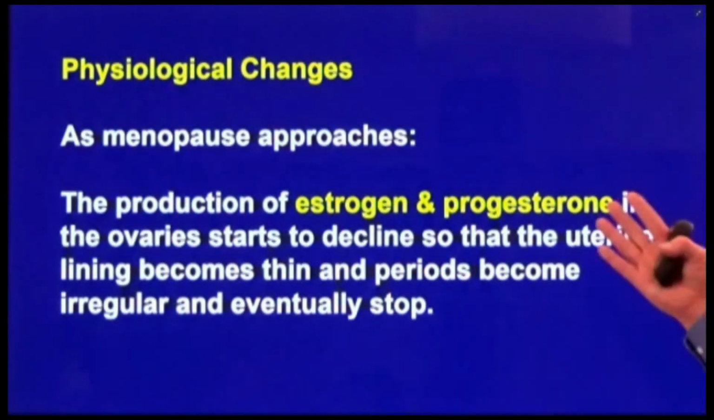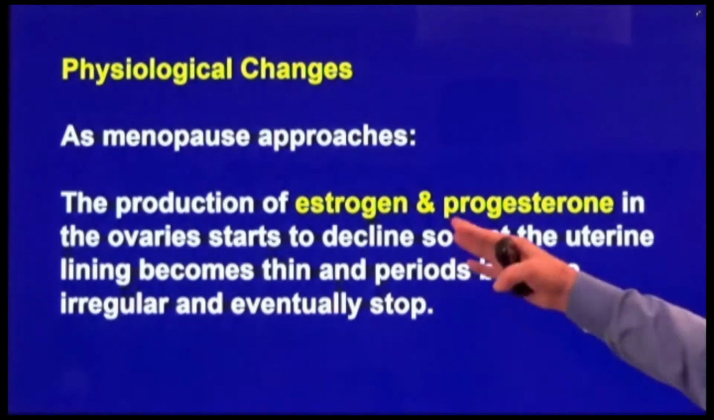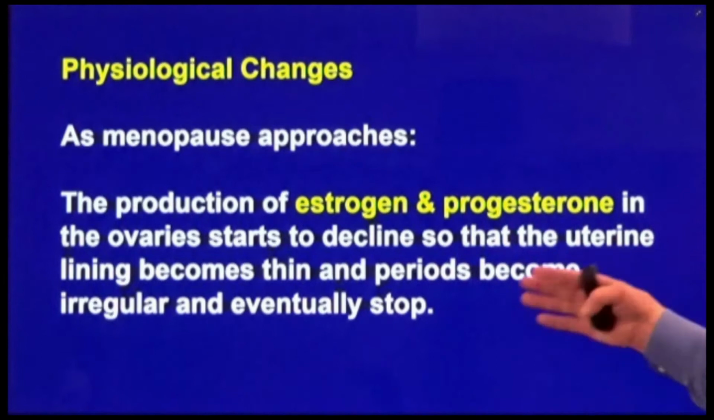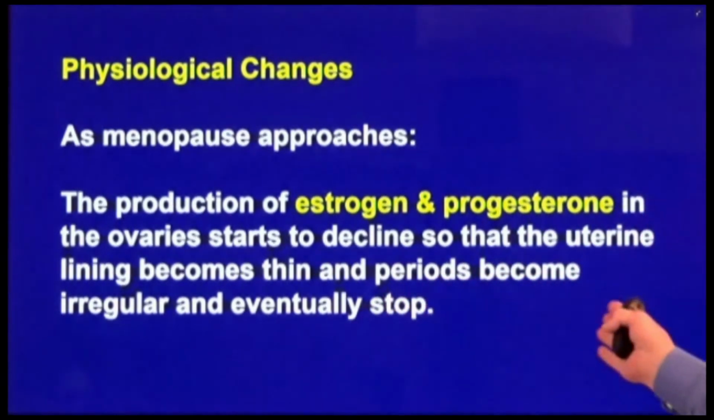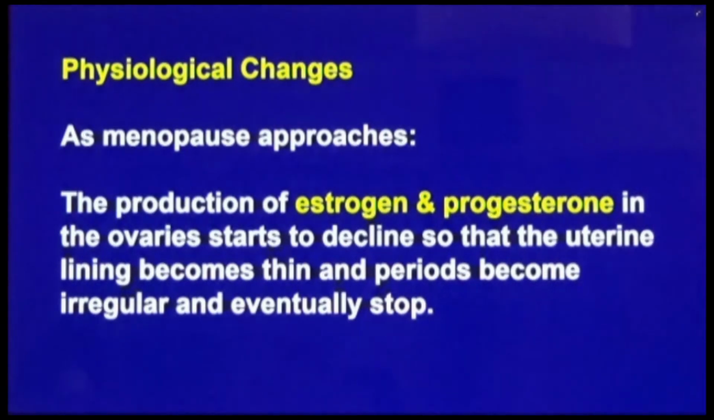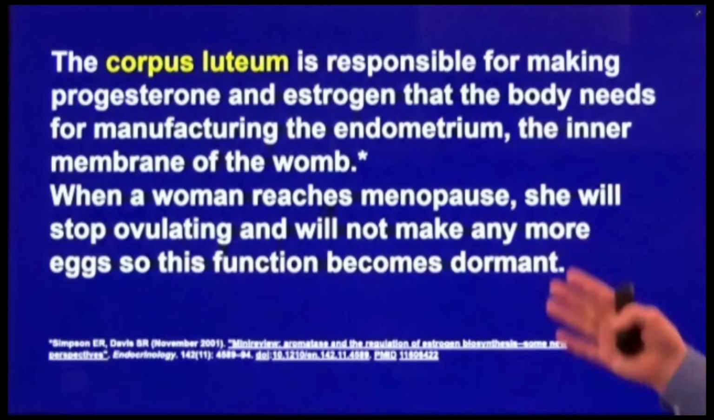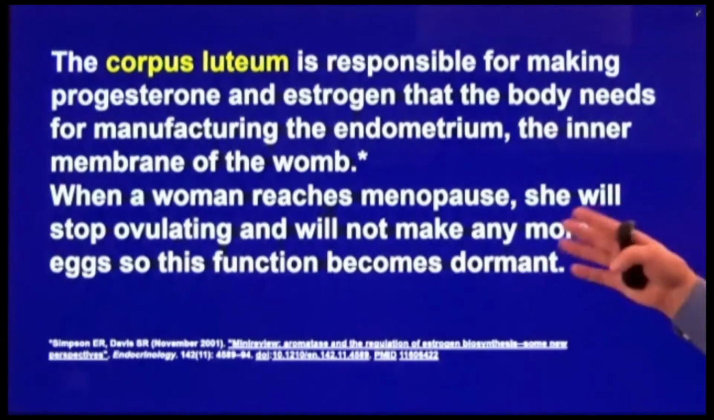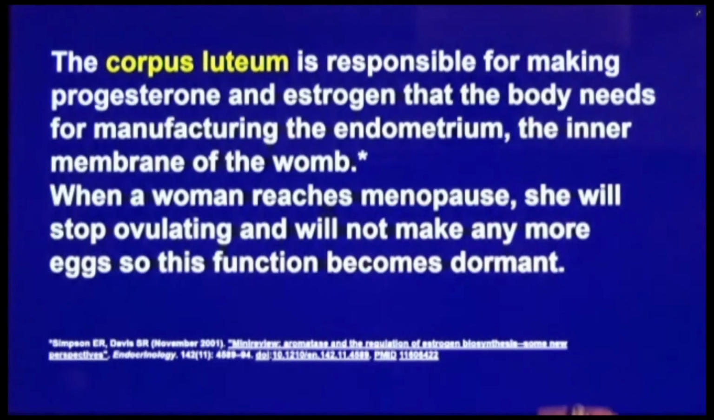So let's have a look at the physiological changes as menopause approaches. So the production of estrogen and progesterone in the ovary starts to decline so that the uterine lining becomes thin and periods become irregular, and eventually they stop. The corpus luteum is responsible for making progesterone and estrogen that the body needs for manufacturing the endometrium, which is the inner lining of the womb or the uterus. When a woman reaches menopause, she will stop ovulating and will not make any more eggs, so this function becomes dormant.